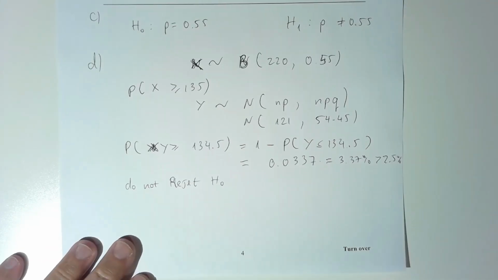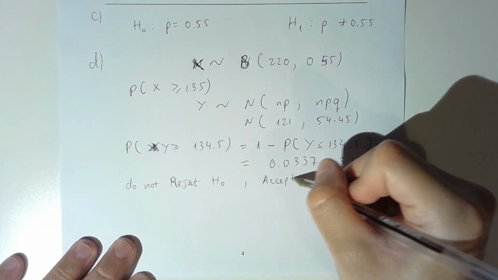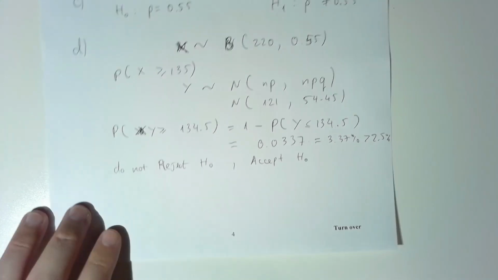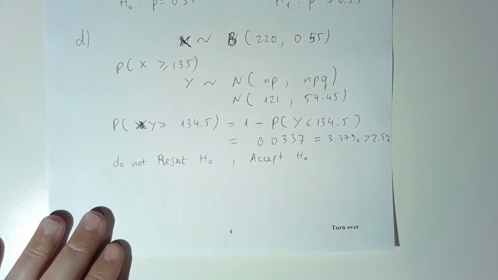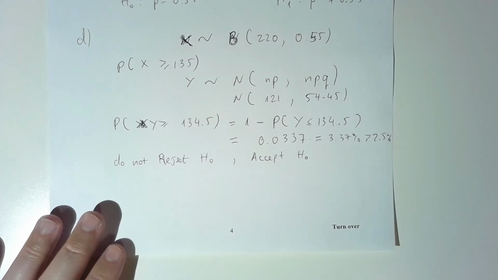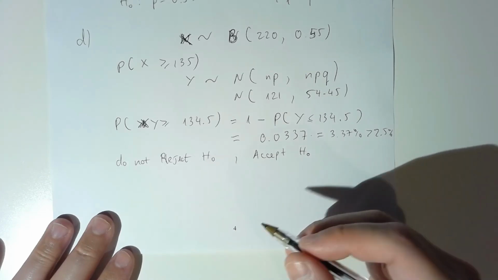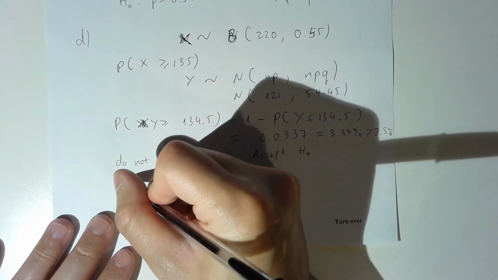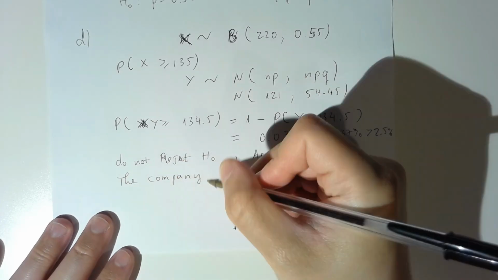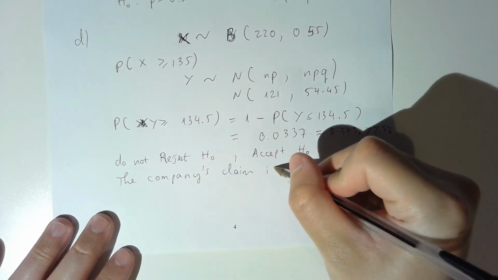So if you do not reject H0, then we have to accept it. Now, from here, we can make another conclusion: if you accept H0, that means the company claim is justified. Okay, you make the conclusion that the company claim is justified.